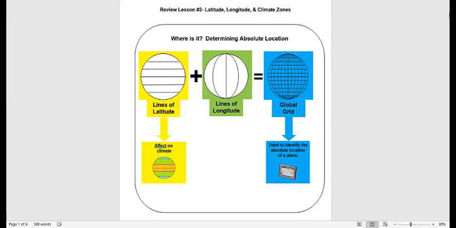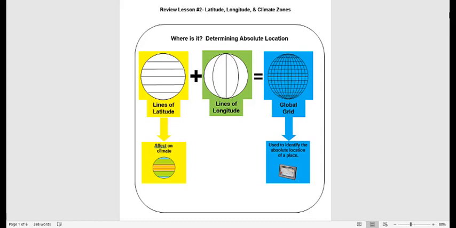Alrighty, so what we need for the lesson today is the handout from our Weebly. It comes in either a Word document or a PDF document. It is titled Review Lesson 2 or Lesson 2 Review. We're looking at latitude, longitude, and the climate zone. So you can click on either link to download it to your computer.